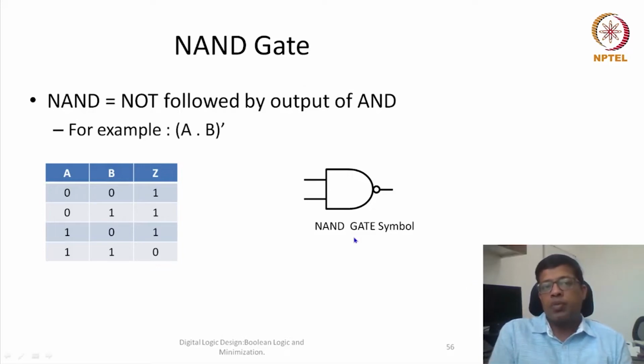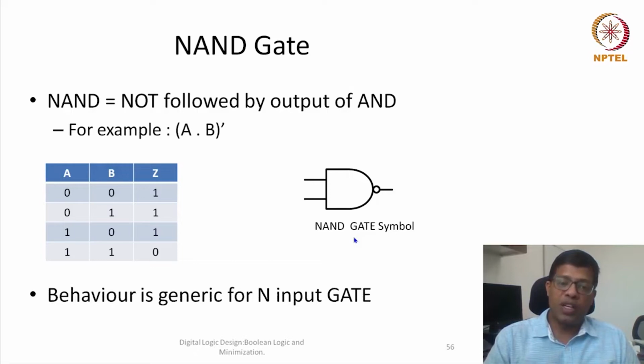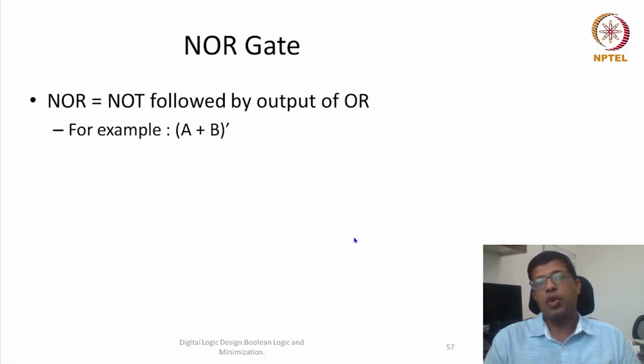If the NAND gate has more than 2 inputs, we can also define it generically. Essentially, only when all the inputs are 1 is the output 0; otherwise the output is 1. So the behavior is generic. Only the last row of my truth table gives output 0. That means when all the inputs are 1, the output is 0, otherwise the output is 1 in the case of a NAND gate. Another similar gate is the NOR gate.